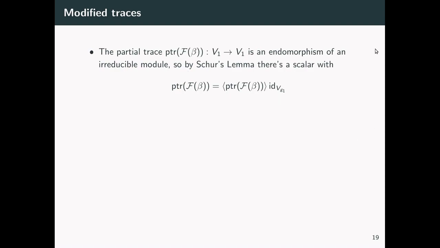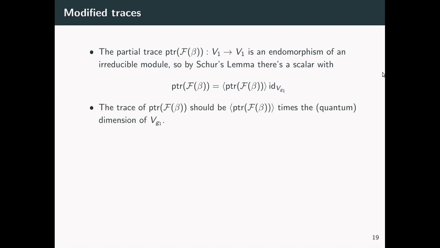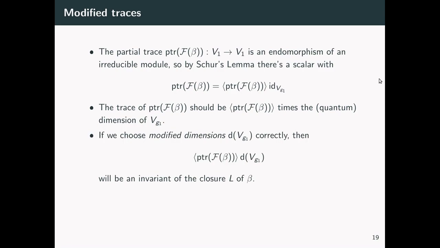All right. When I do this partial trace, it's an endomorphism of an irreducible module, right? V of G1 is irreducible. So by Schur's lemma, I can write this map as some scalar, bracket of it, times the identity map. I don't have to make any choices to do this, right? I'm just pulling out a scalar from the identity map, which is canonical. When I do that, then if you think about it, the trace of this partial trace, so the trace of the full thing, should just be this scalar times the quantum dimension of V of G1, right? If I have a scalar map on a vector space, the trace of that map is the scalar times the dimension, and that still works for quantum things.